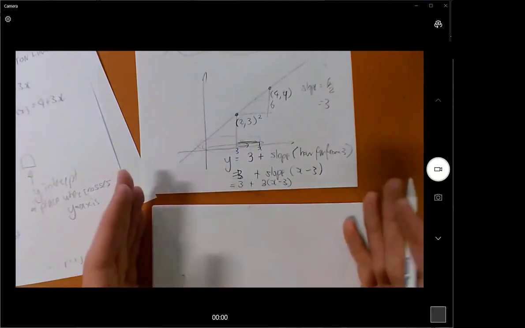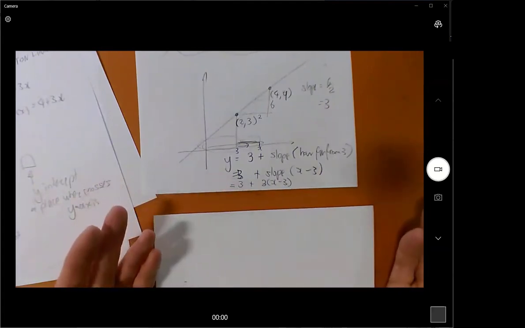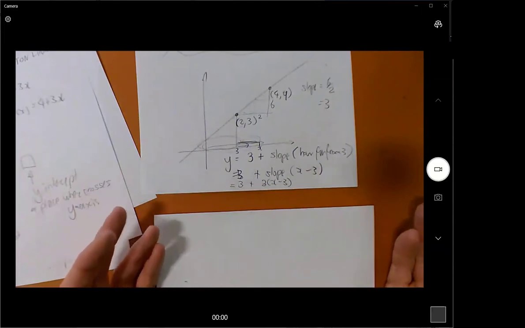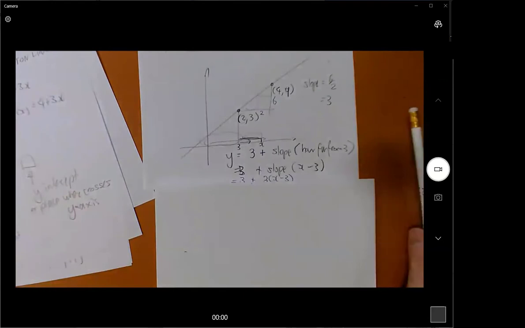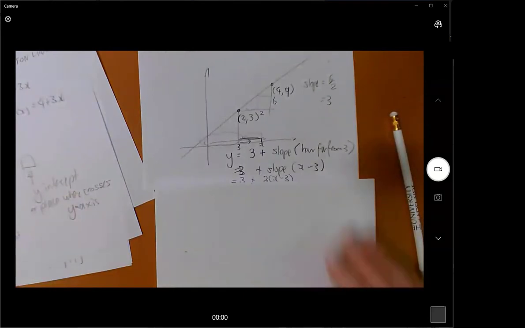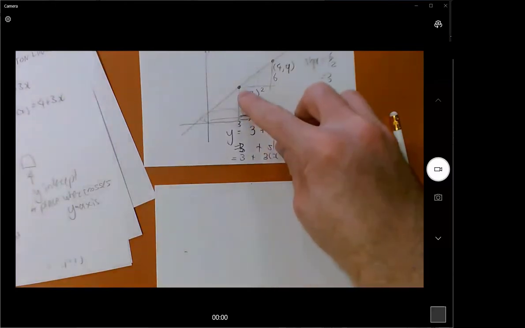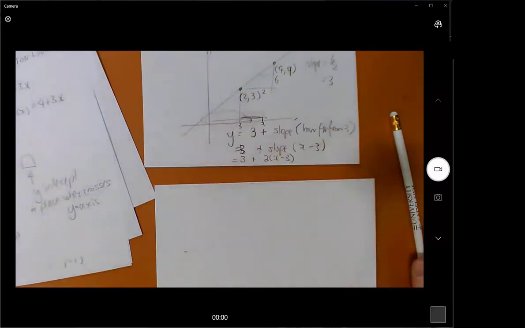I could do more algebra to turn it into a more traditional kind of equation if I wanted, but that's a perfectly good equation for a line if I want. And in some senses, this is more useful than other ones because it tells me how far I am compared to this point as opposed to this one.